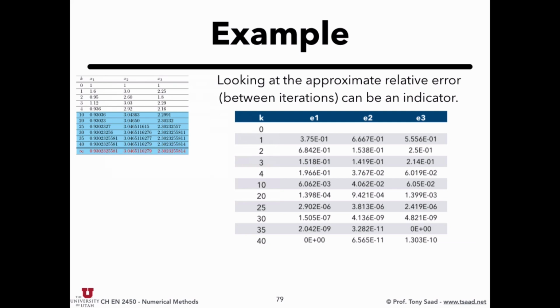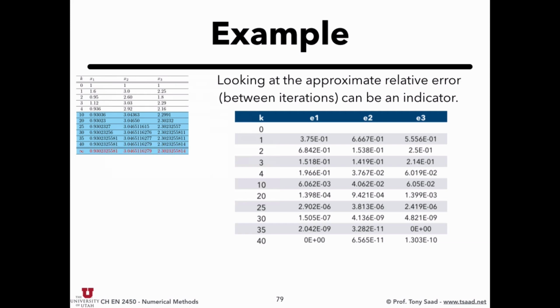Take iteration 10, for example. The approximate relative error in x1 is 6 10 to the minus 3. In x2 is 4 10 to the minus 2. And in x3, 6 10 to the minus 2. And this would be the same case if you had 1,000 entries. So go back to the heat transfer problem. Let's say you're doing it for 250 points, 250 temperatures. You're going to have 250 errors. Now, my question to you is, which error should we use to judge whether the solution converged? So take iteration 10 again, or iteration 4.